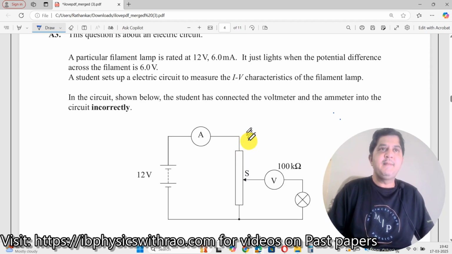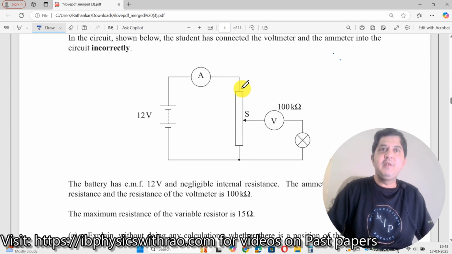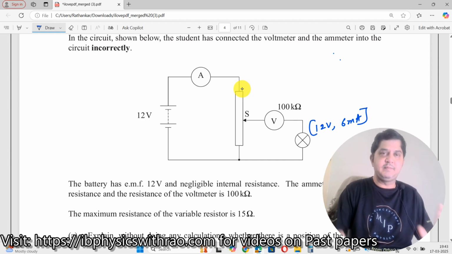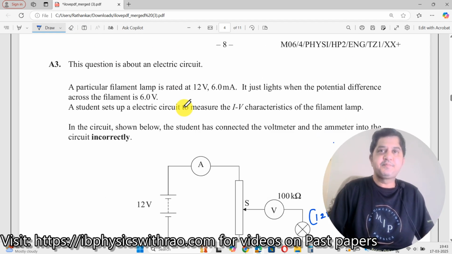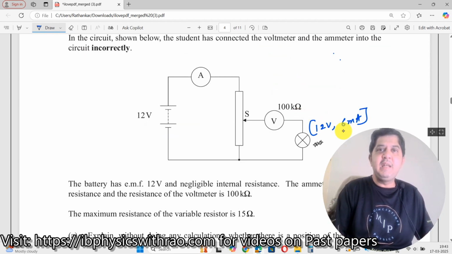Now, a particular filament lamp is rated at 12 volt and 6 milliamperes. When you read the question, you understand that I definitely need 12 volt for it to glow, and 6 milliamperes of current should pass through. Next, it just lights when the potential difference across the filament is 6 volt. So you require a minimum voltage of 6 volt for it to light.